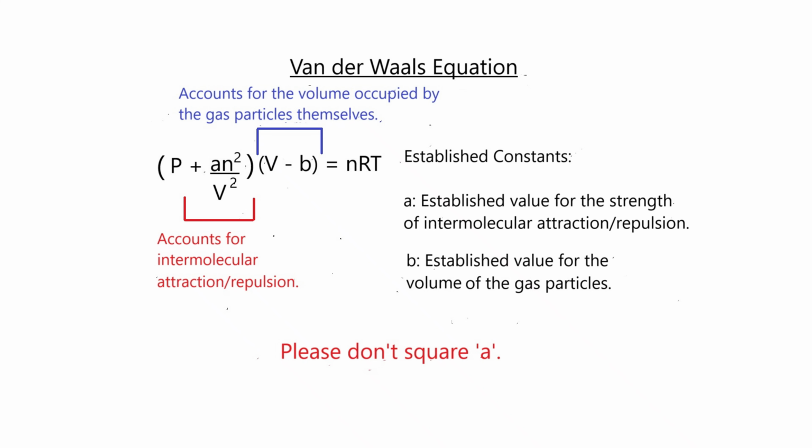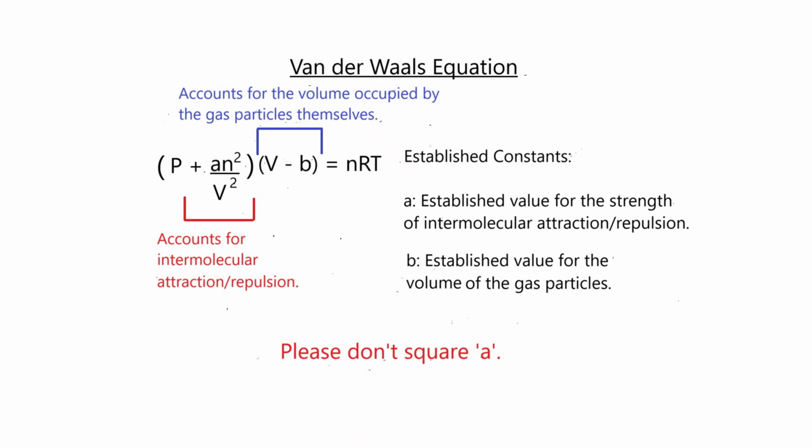However, on the left-hand side of the equation, we now also have those established constants, which are also known as correction factors, because they correct the issues in the original ideal gas equation when it's applied to real gases. So, quick reminder, A is the established value for the strength of intermolecular attraction or repulsion, and established constant B is the established value for the volume of the gas particles.